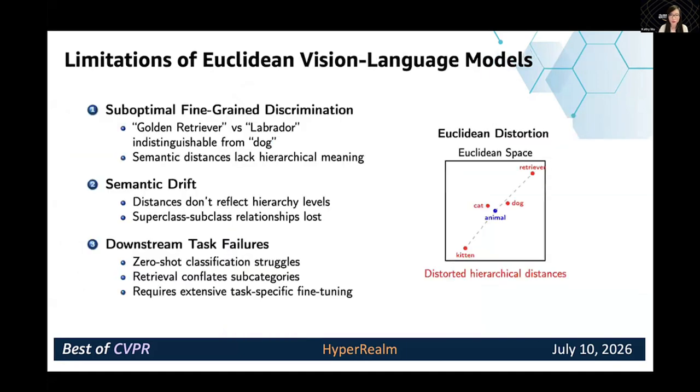In VLMs, Euclidean embeddings cause these specific problems. First, suboptimal fine-grained discrimination, second, semantic drift, and third, downstream task failures. And the math is very clear. Euclidean space grows as n squared, but hierarchies grow exponentially. You cannot faithfully embed an exponential structure in a polynomial space without severe distortion.